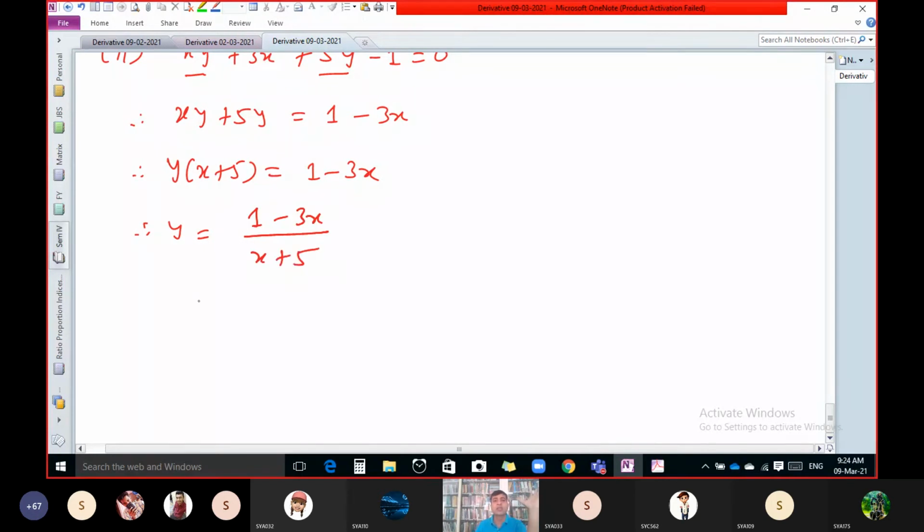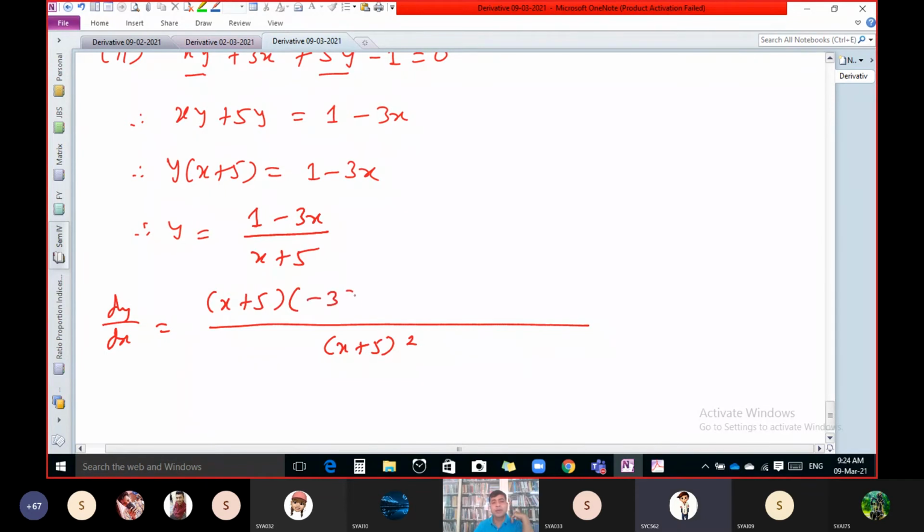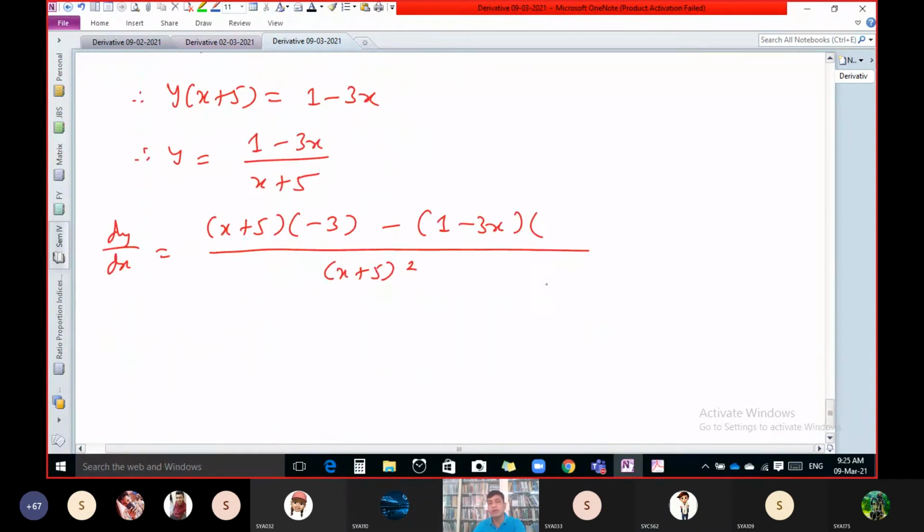So now it is a simple question. You can start dy by dx. Use the division rule. x plus 5 the whole square. x plus 5 as it is. Tell me the derivative of the numerator. Minus 3. Minus 3, then minus sign, then 1 minus 3x as it is. Derivative of denominator is 1.